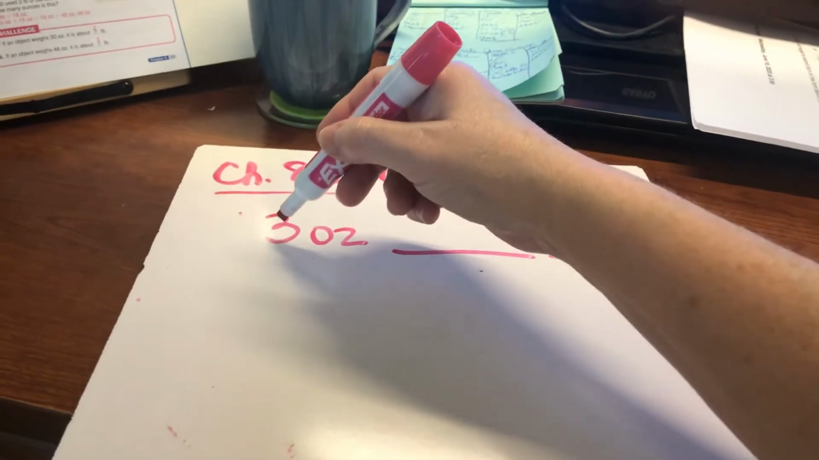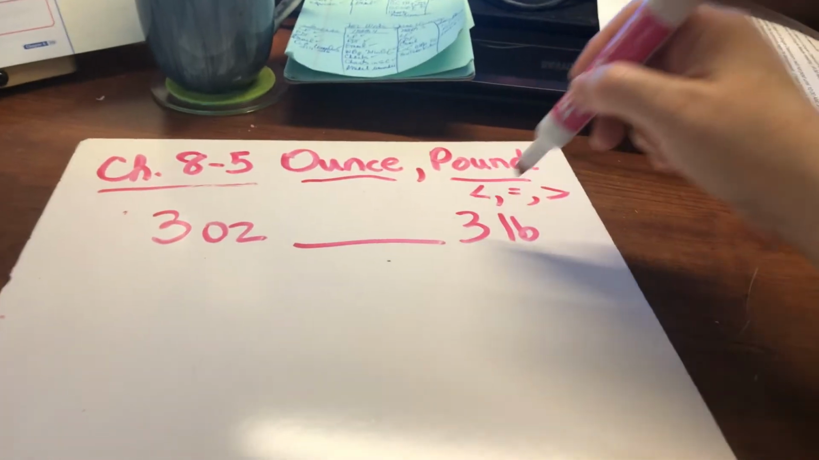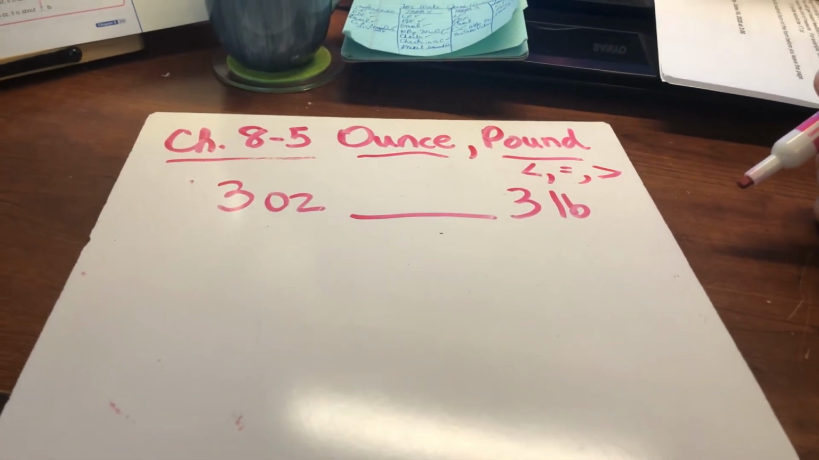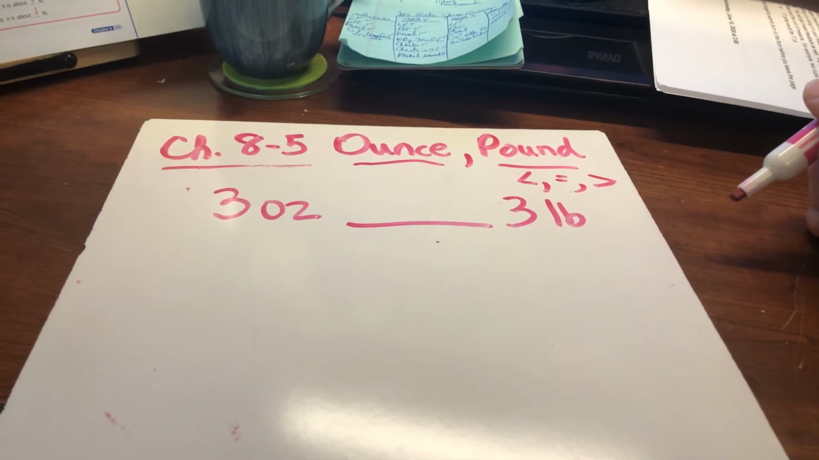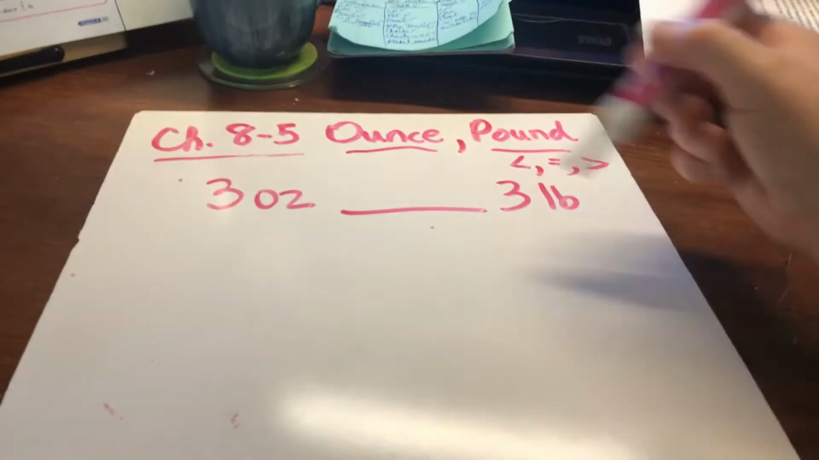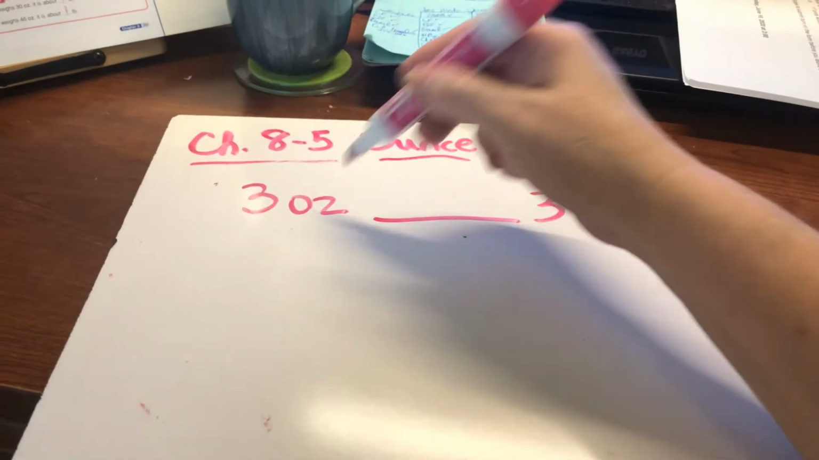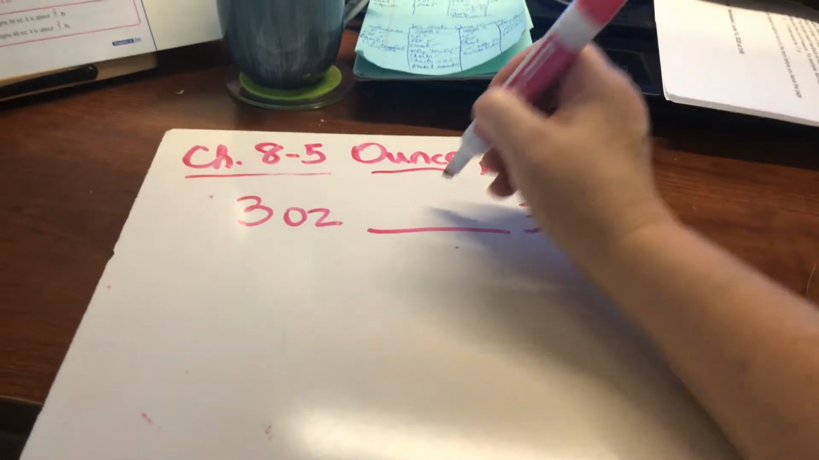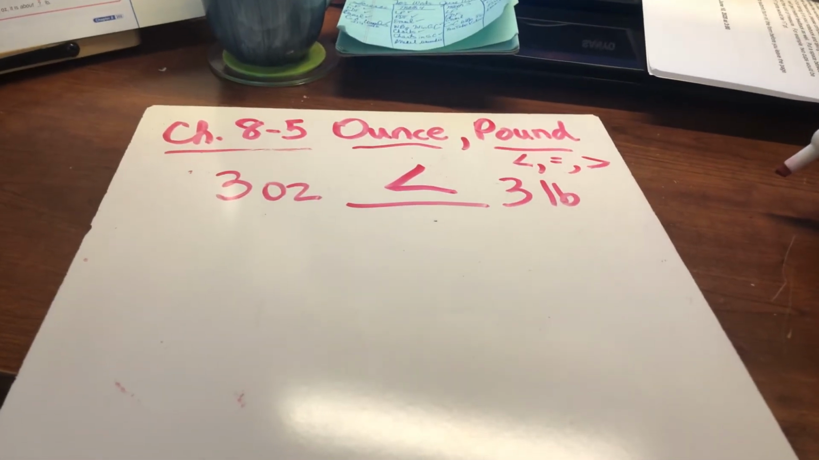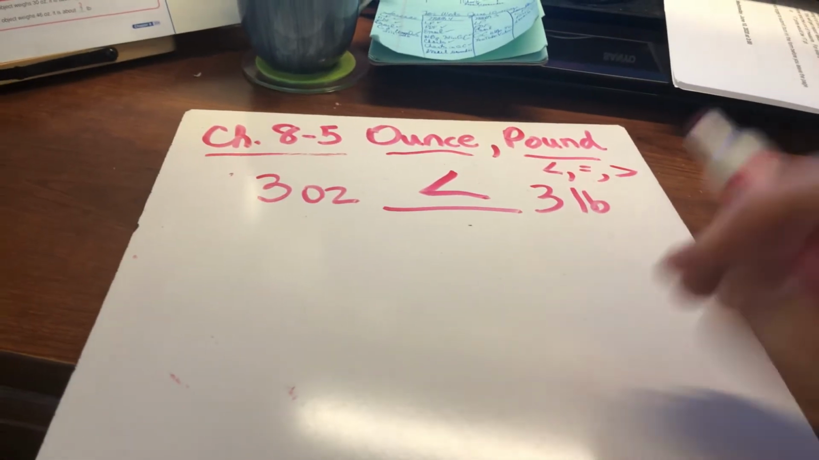So if you have the same number, 3 ounces and 3 pounds, all you have to do is compare the units, because the numbers are the same. Since ounces are smaller, I would know that the whole thing is smaller. So we'd say 3 ounces is less than 3 pounds. That one was kind of easy.